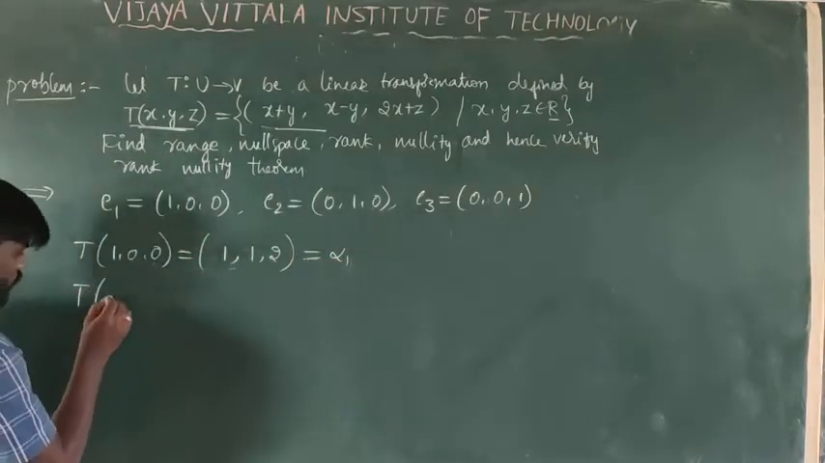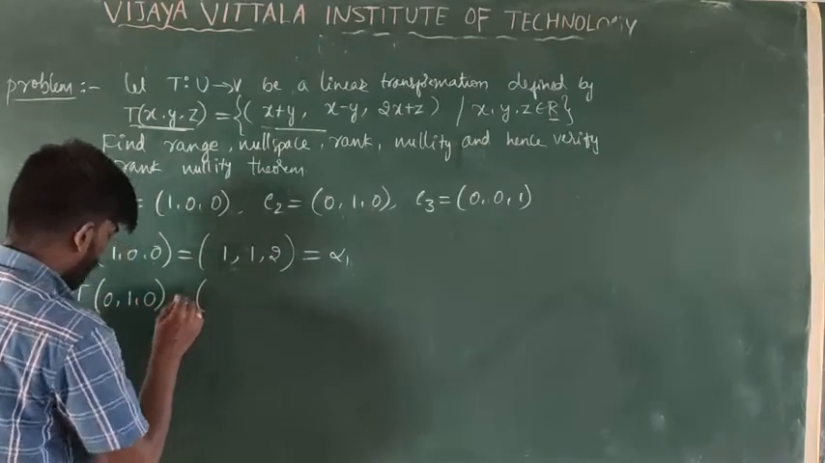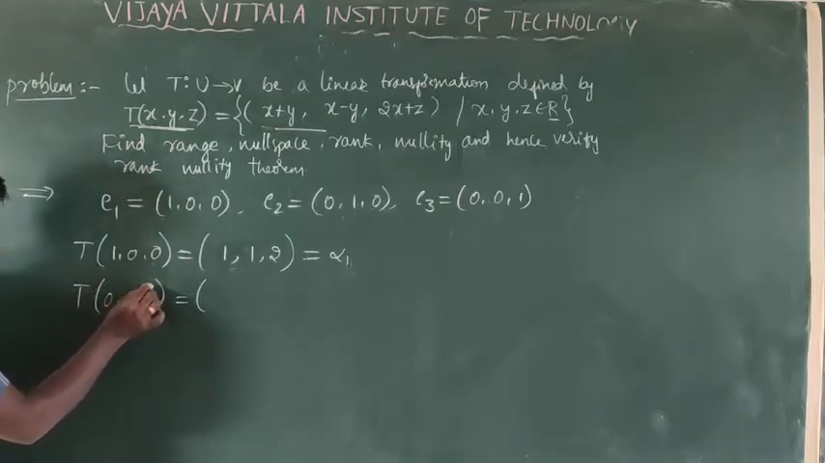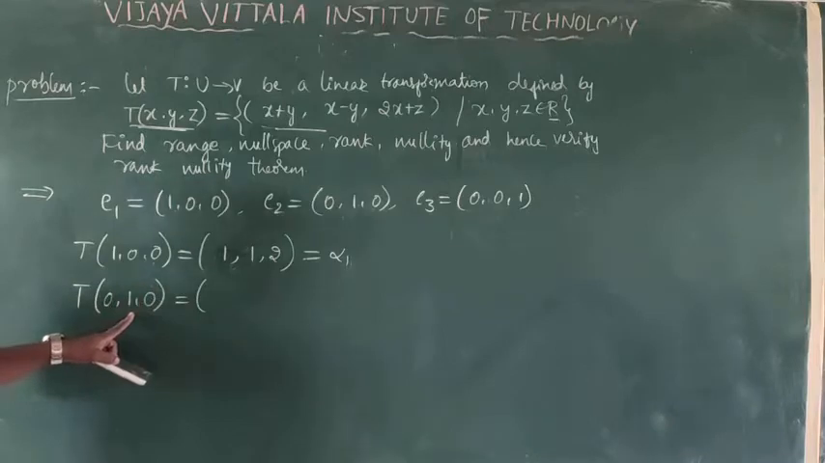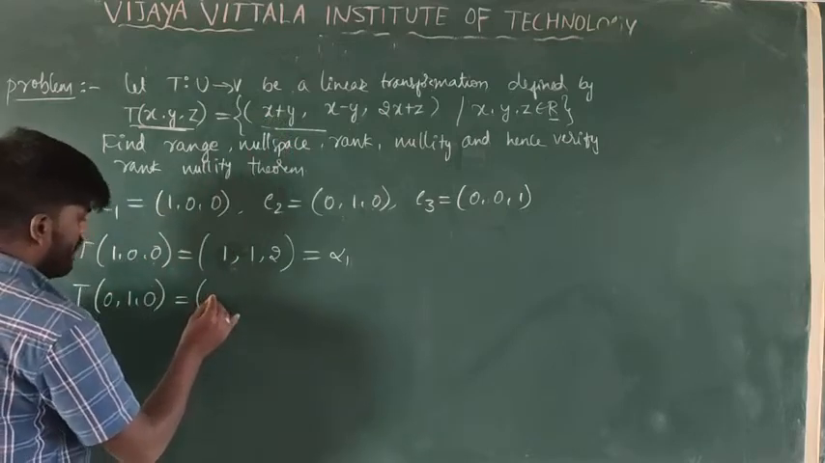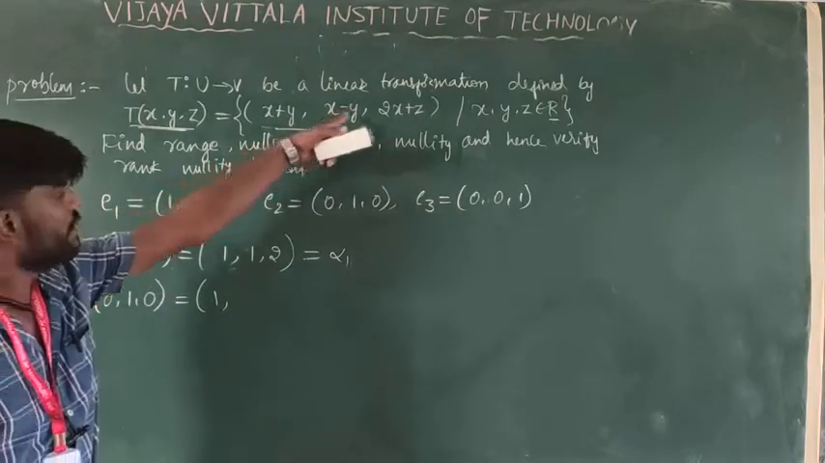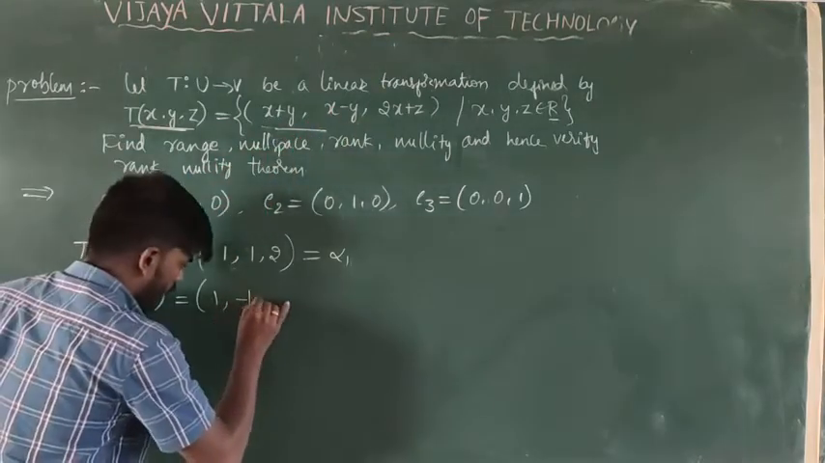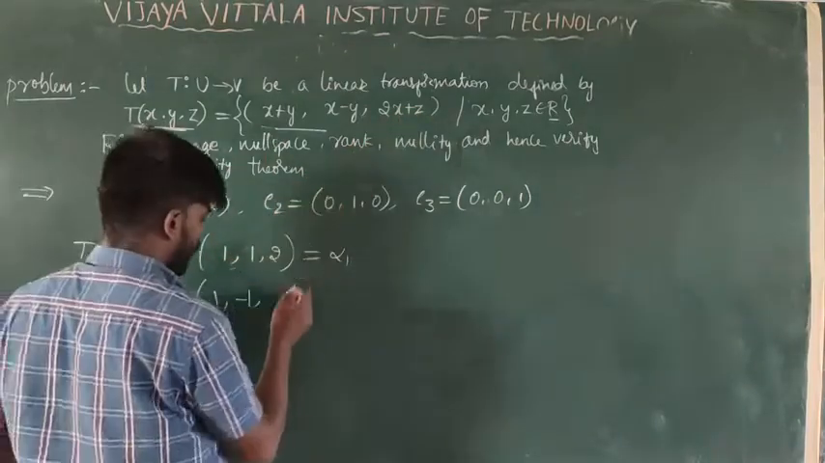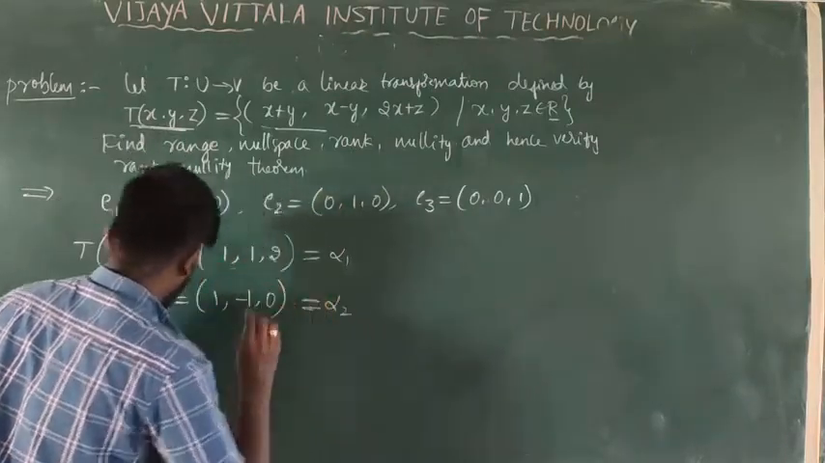And T of the second standard basis 0, 1, 0 is equal to, here in place of x we have 0 and in place of z we have 0, but in place of y we have 1. Therefore x plus y means 0 plus 1 gives 1, comma x minus y, 0 minus 1 gives minus 1, comma 2x plus z gives 2 into 0, there is no other term, therefore 0. We call that alpha 2.